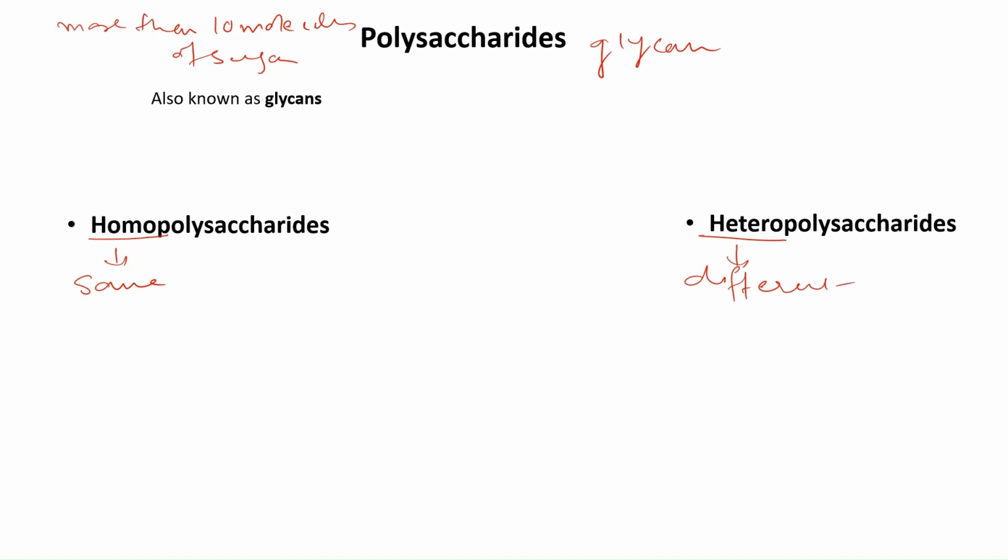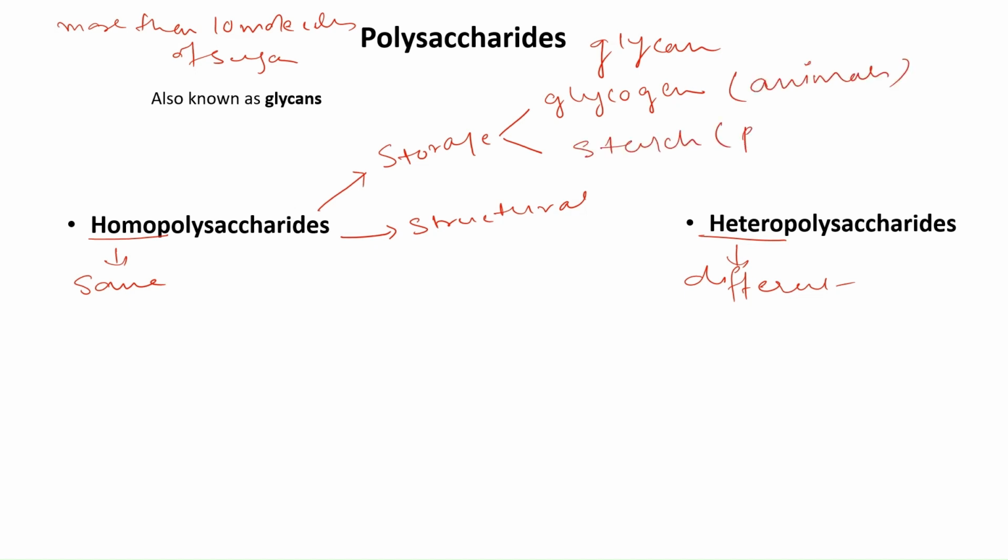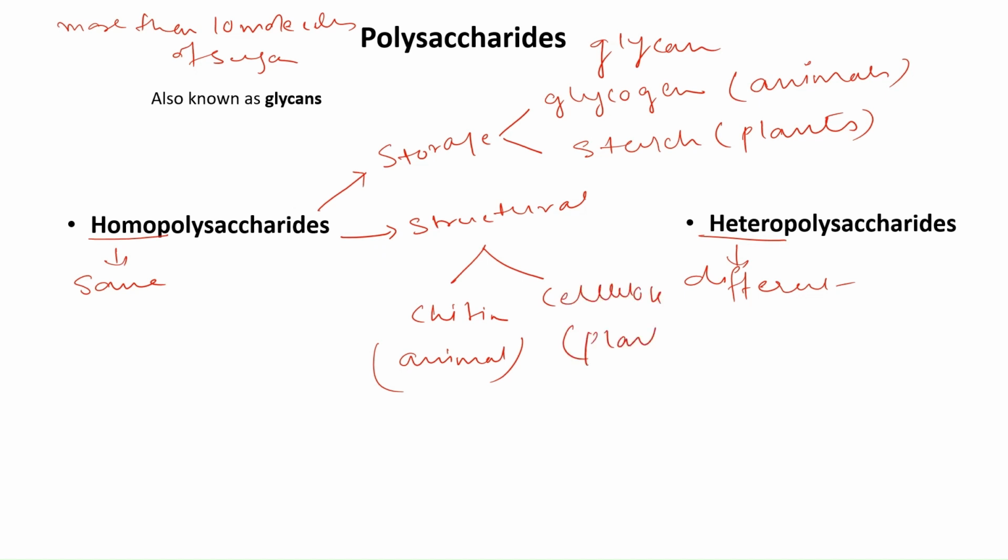Homopolysaccharides function as a storage form of energy and also as a structural element. These are the two types of function of a homopolysaccharide. For storage, there are two polysaccharides: glycogen found in animals and starch found in plants. For structural purposes, chitin is the homopolysaccharide found in animals and cellulose is present in plants.